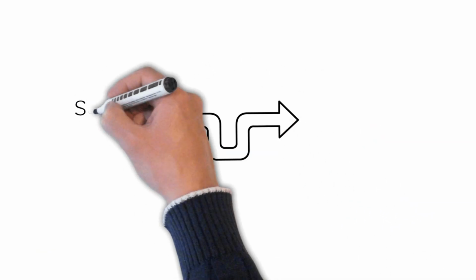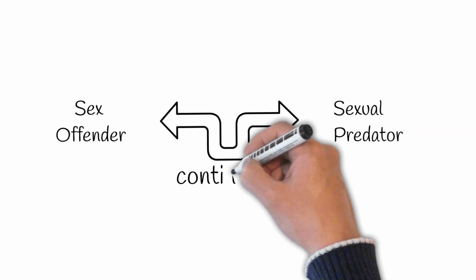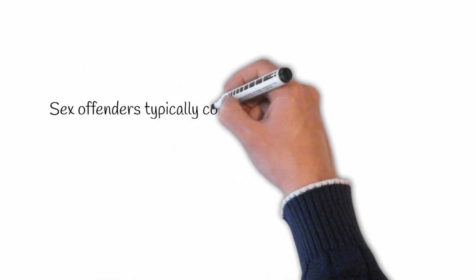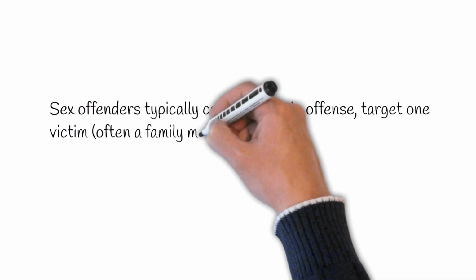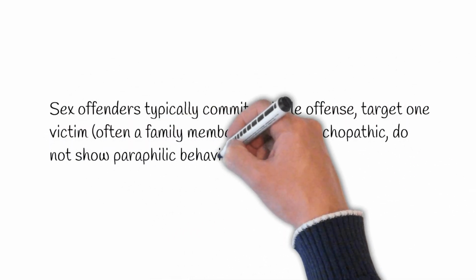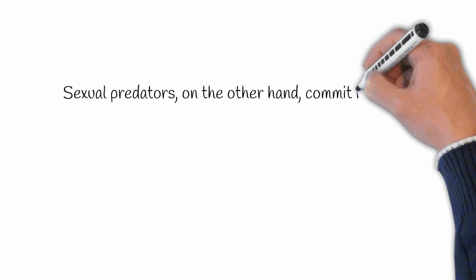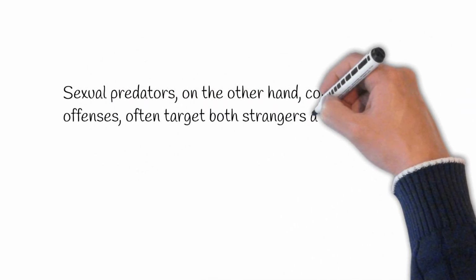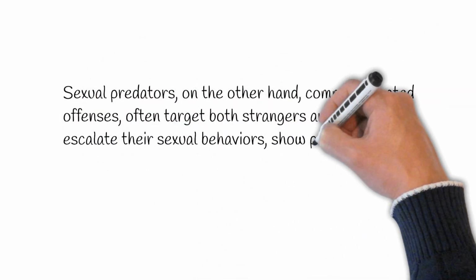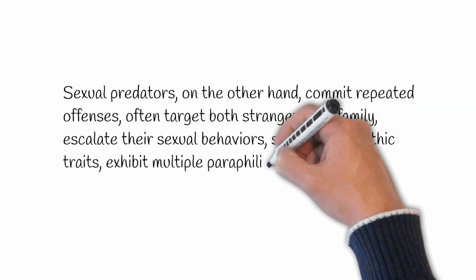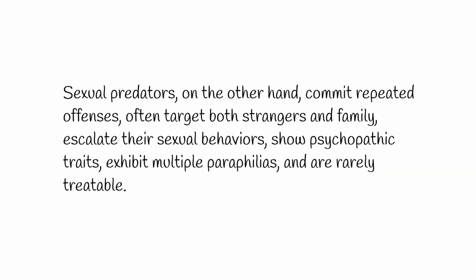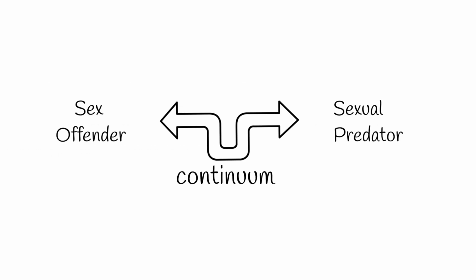Sex offenders and sexual predators can be placed on opposite ends of a continuum. Sex offenders typically commit a single offense, target one victim, often a family member, are not psychopathic, do not show paraphilic behavior, and may respond well to treatment. Sexual predators, on the other hand, commit repeated offenses, often target both strangers and family, escalate their sexual behaviors, show psychopathic traits, exhibit multiple paraphilias, and are rarely treatable. Many offenders fall somewhere between these two extremes, gradually evolving in their fantasies, behavior, and level of danger.